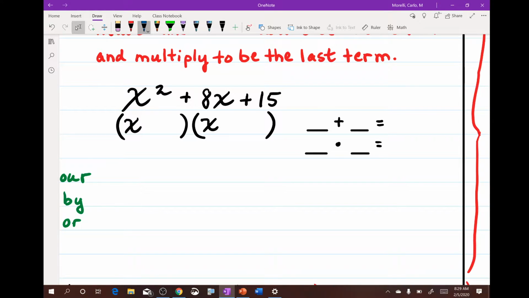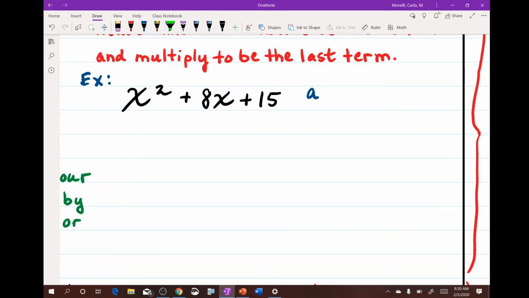So first, let's identify. You just have to write down x squared plus 8x plus 15. You don't even have to write. Here, let me make it real clear for you. There. Just so you don't have to do anything.